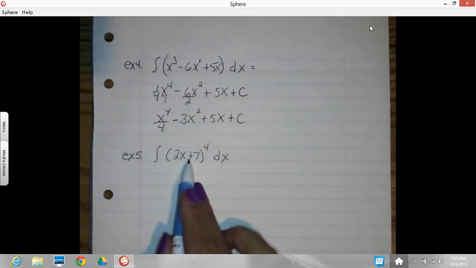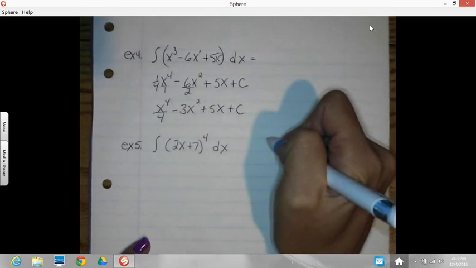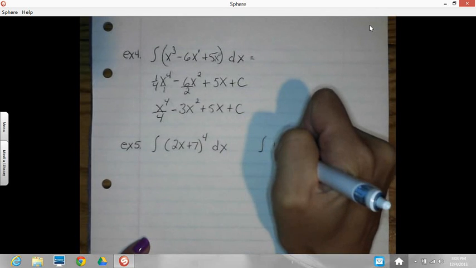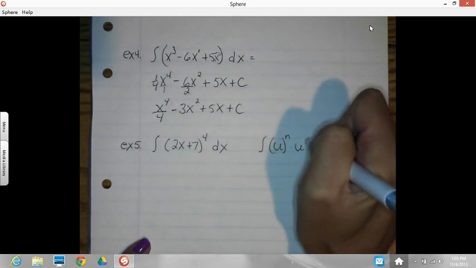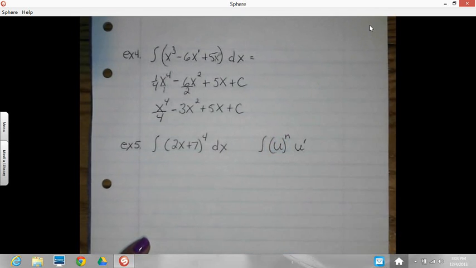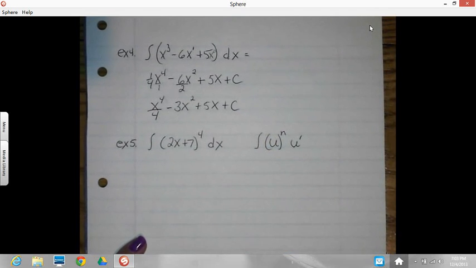Remember our integration rule. I'm going to write it down again. You don't have to, you can just watch this. U to the power, you need u prime over here in order to do the rule. Well, my u is this quantity.